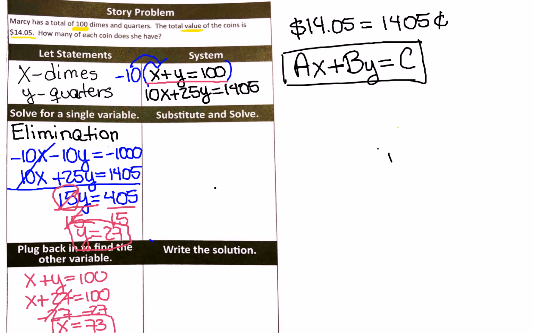And that's my value for x. Now I just have to write the solution for this system, and as the solution I can say that this is my value for x first, 73, 27, and the explanation is that Mercy has 73 dimes and 27 quarters.